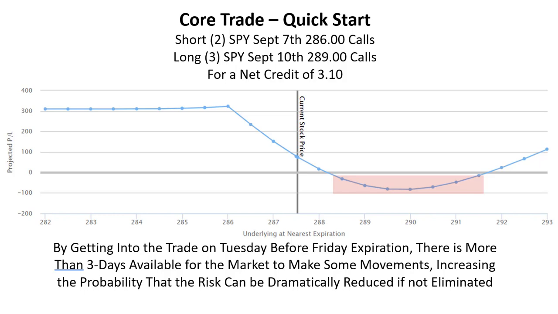But by getting into the trade on Tuesday before the Friday expiration, you have 3 full days available for the market to make some sort of movement, either into the dead zone. And if the market moves into the dead zone, we're then going to add a short option. That will push the risk to the upside, which you will see later on. And if the market moves down, we're going to exit one of the shorts at a profit, which will change this dead zone, maybe even create a risk-free projection trade.